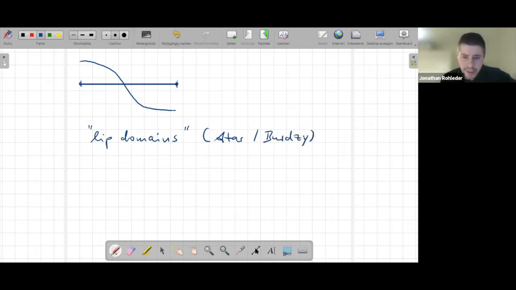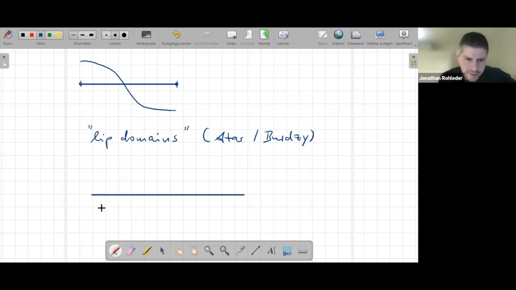A lip domain is actually a domain that lies in between the graphs of two functions. These functions should be Lipschitz functions, and they satisfy one important extra condition, namely they should have Lipschitz constant at most 1. So there should not be any.